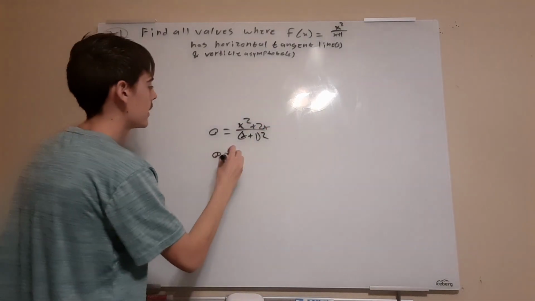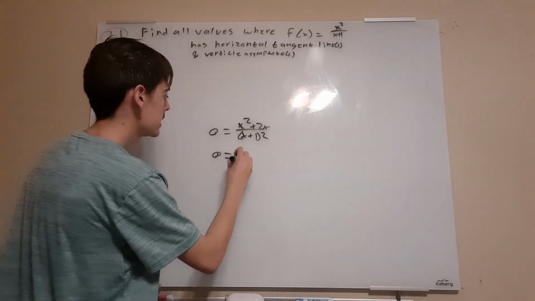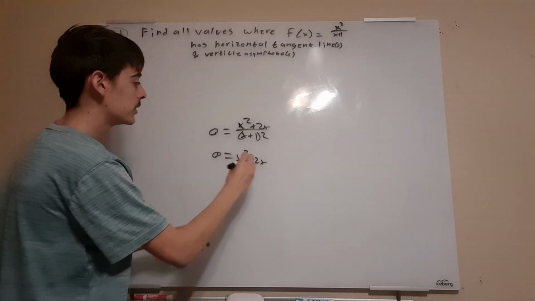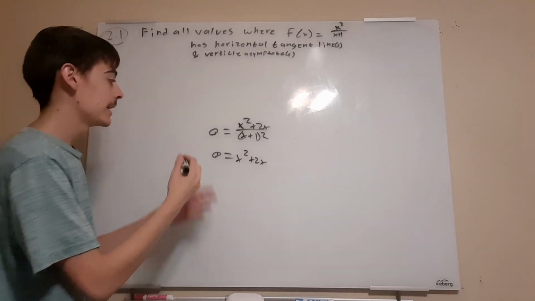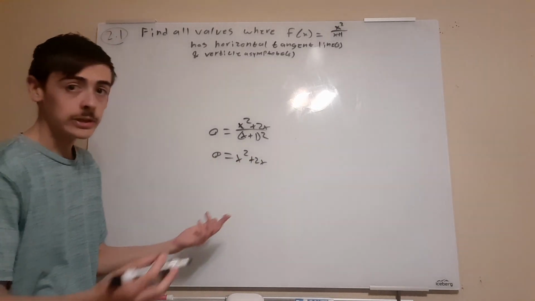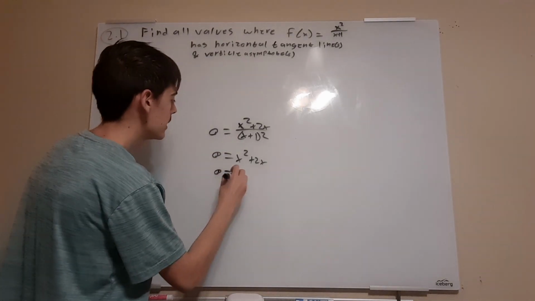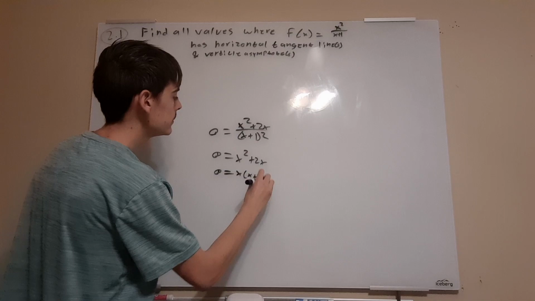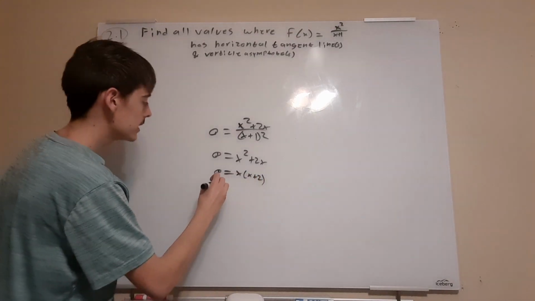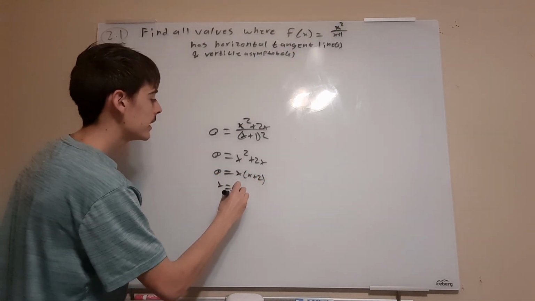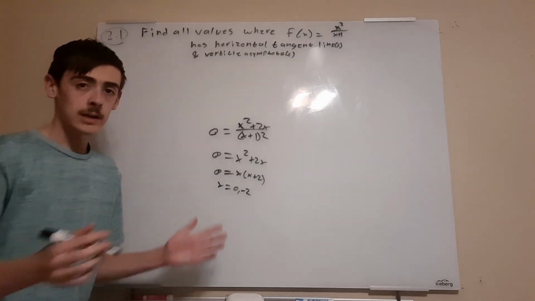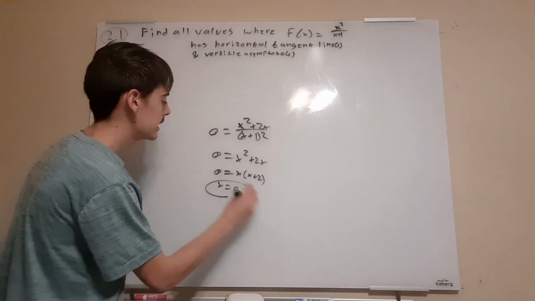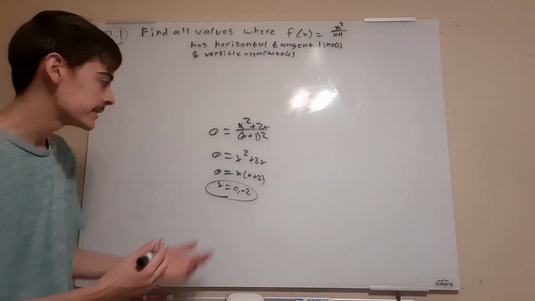By that logic I just said, that means 0 equals x squared plus 2x. And don't subtract 2x to the other side and then divide by x, because x could equal 0. So we don't want to do that. Let's just factor out an x on this side. So it'll be x times x plus 2. And then this is just an easy equation. X will equal 0 and negative 2. So the two x coordinates for when there are horizontal tangent lines are x equals 0 and x equals negative 2.